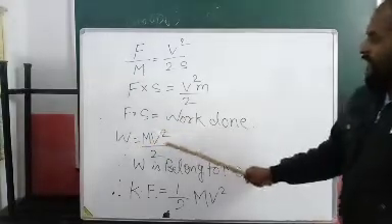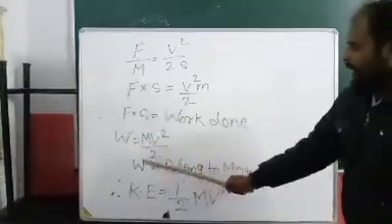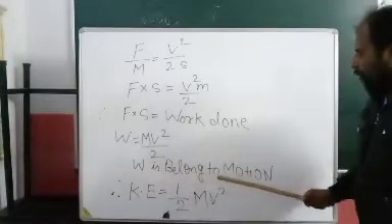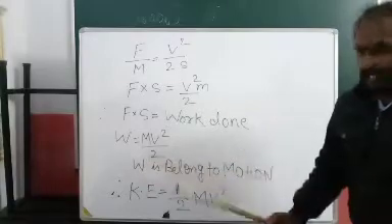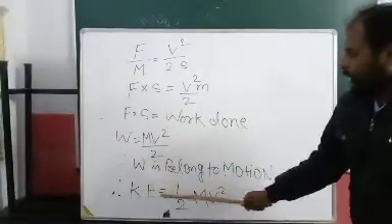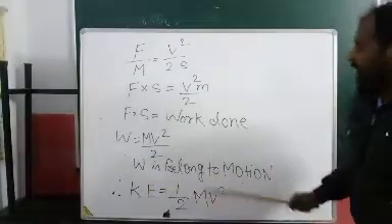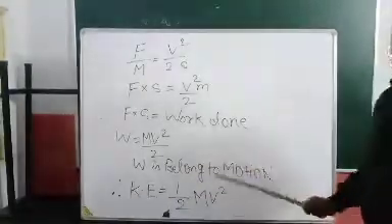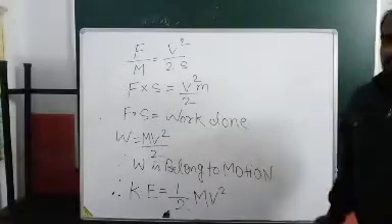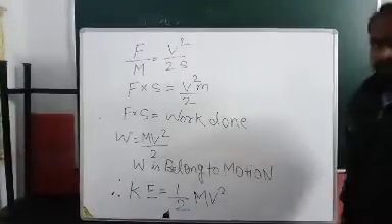Here work is related to motion, so work is related to kinetic energy. Kinetic energy equal to half m v square. This equation for kinetic energy has been proved here. All the students please note down.